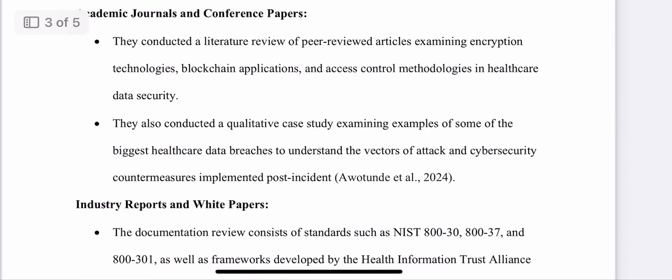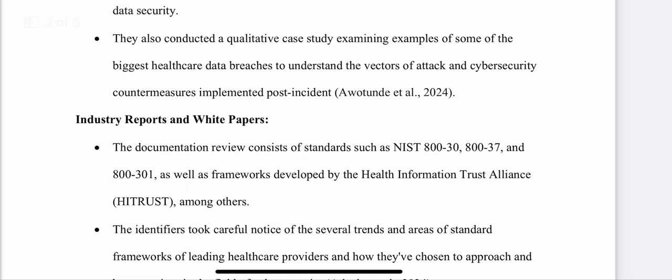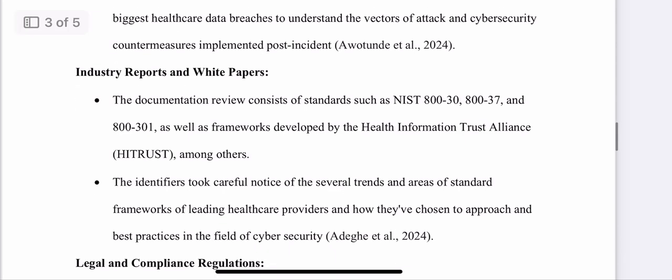They also conducted a qualitative case study examining some of the biggest healthcare data breaches to understand the vectors of attack, the cybersecurity countermeasures, and what was implemented post-incident.